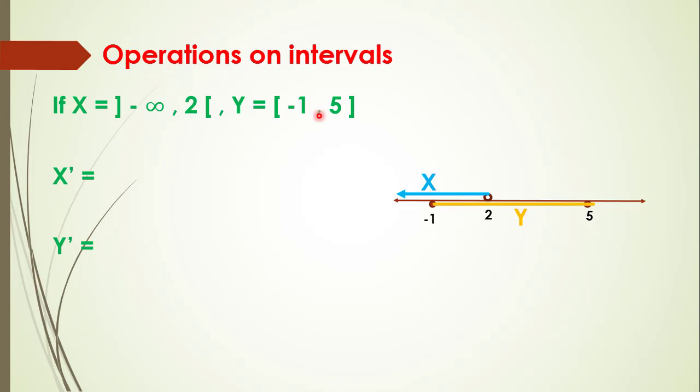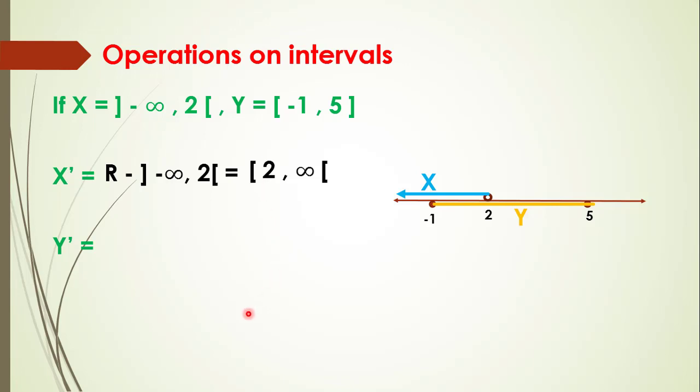X dash means all the elements, all the number line except x. The universal set here is the set of real numbers. So if I want the complement of x, it means I want all the number line except x. So I write from 2 to infinity. This is the interval. Or I can write it another way, R minus x, which is R minus the interval from negative infinity to 2. It is closed at 2 because 2 doesn't belong to x.